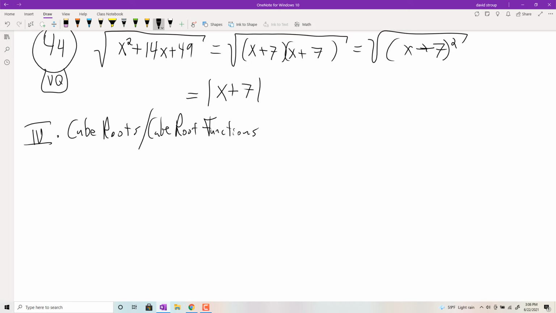Okay, the issues that we had with the square roots we won't have here. You can actually take the cube root of a negative. We don't have to worry about the absolute value stuff. So it's always a lot easier.